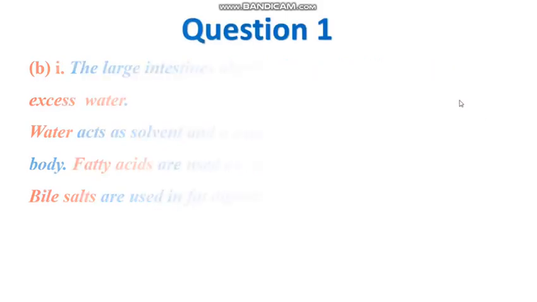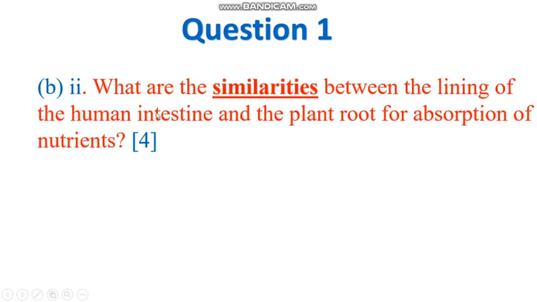So we now come to our question B2. So our question B2 reads, what are the similarities between the lining of the human intestine and the plant root for absorption of nutrients? So this question was carrying 4 marks. So when you look at similarities, we are looking at how the lining of the human intestine and the plant roots are able to function for the absorption of nutrients in a similar way.